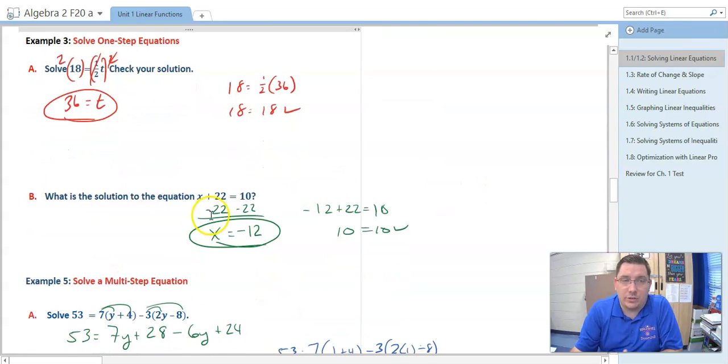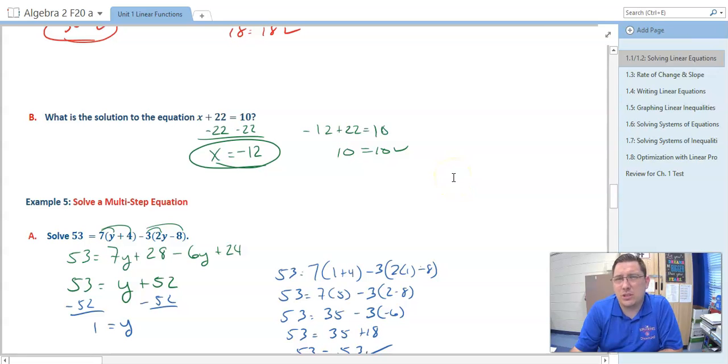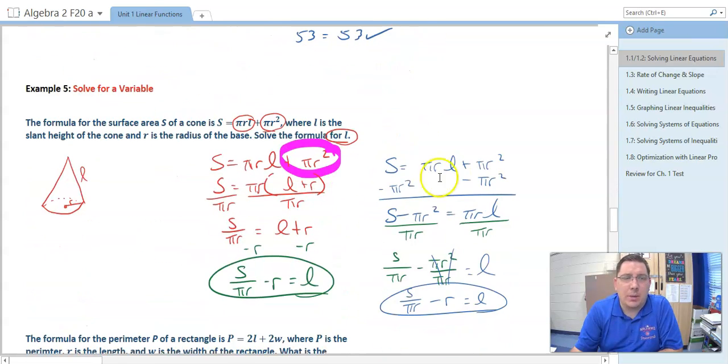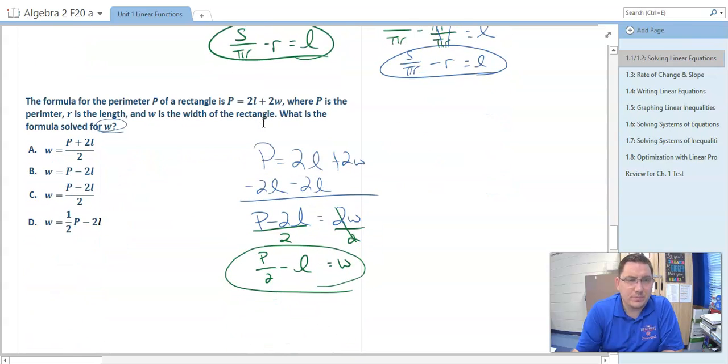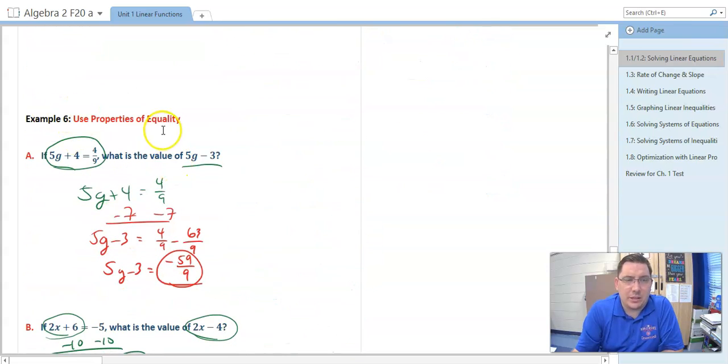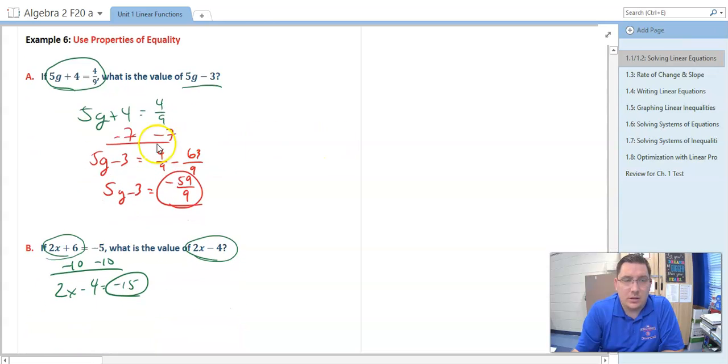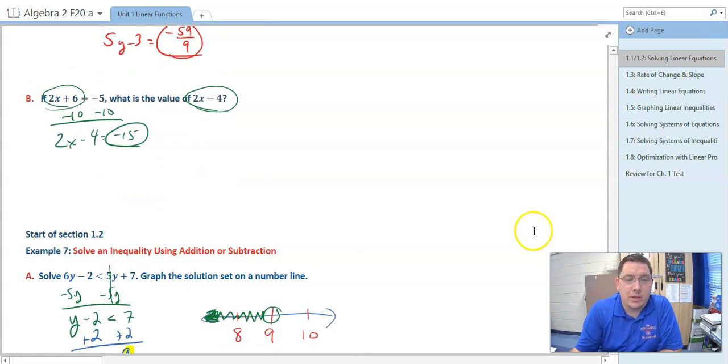We looked at how to solve equations, and all of this is old stuff from Algebra 1. How to solve for a variable: I've got to get that variable completely by itself, using our order of operations to undo all those. We looked at the properties of equality, and like these statements here, how can I change the statement so that it's equal to a different value so I can get its solution?